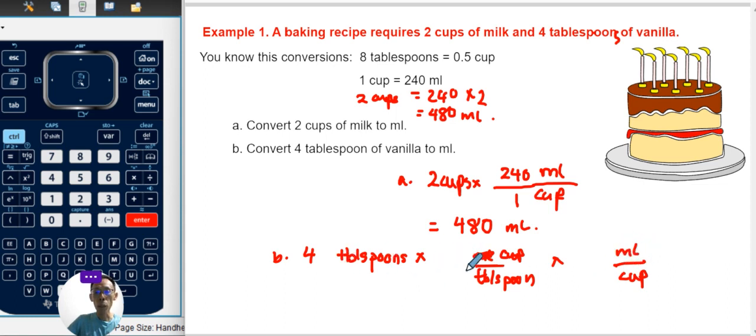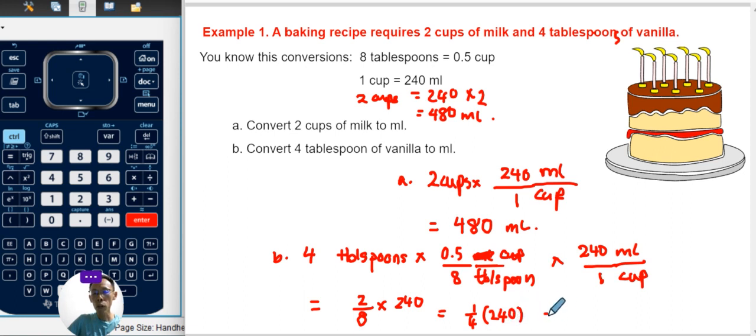So now I can do 4 tablespoons. And we have 8 tablespoons to half a cup, so I put 8 at the bottom here and 0.5 on top. And then for each cup is 1, here is 240 ml. So basically now this is the thing, right? We have 4 times half, which is 2. 2 divided by 8 times 240. So this is the same as a quarter times 240 or 60 milliliter.